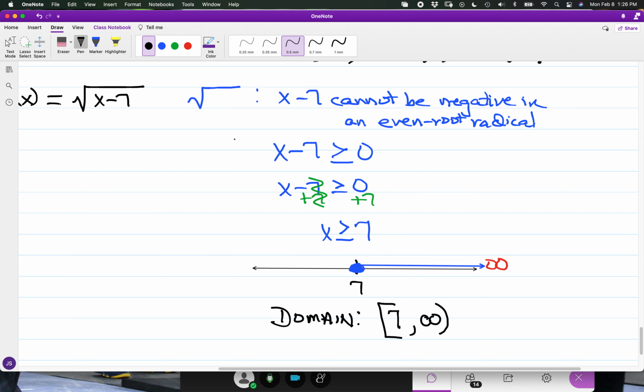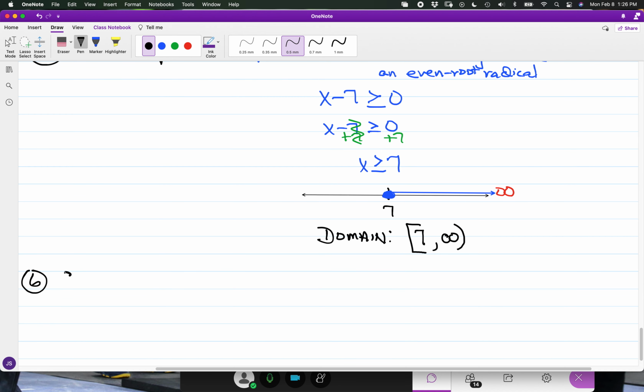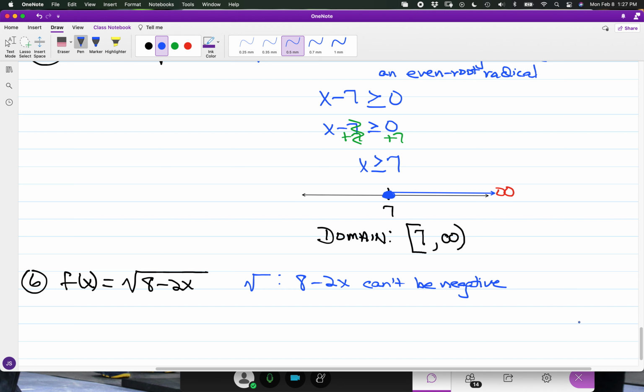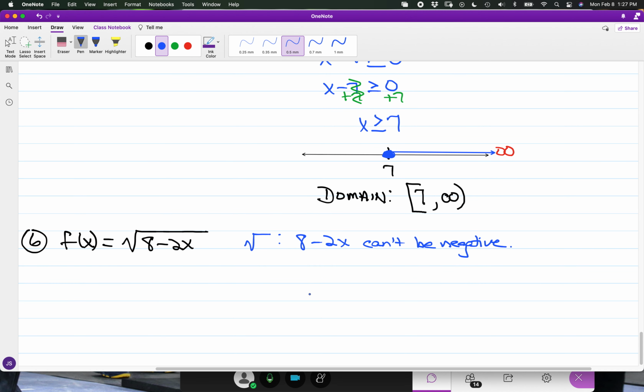Now, let's say we have a function f of x equal to the square root of 8 minus 2x. Again, because we have a radical that is an even root, 8 minus 2x cannot be negative. But just like x minus 7, it can be 0 and it can be positive. So we can set up that 8 minus 2x is greater than or equal to 0.